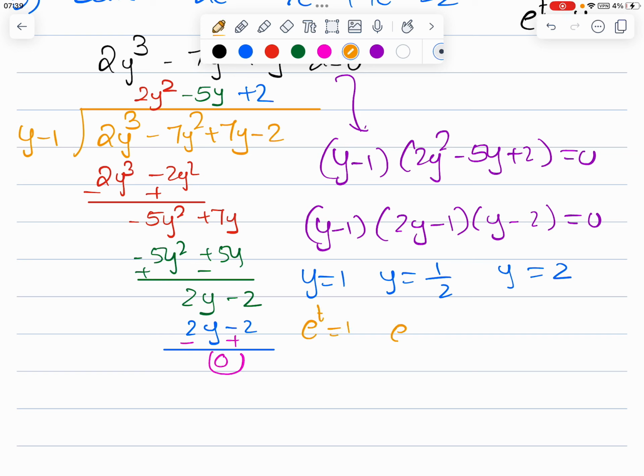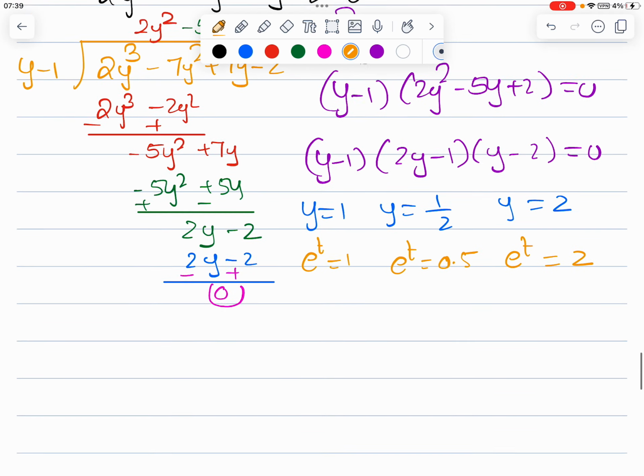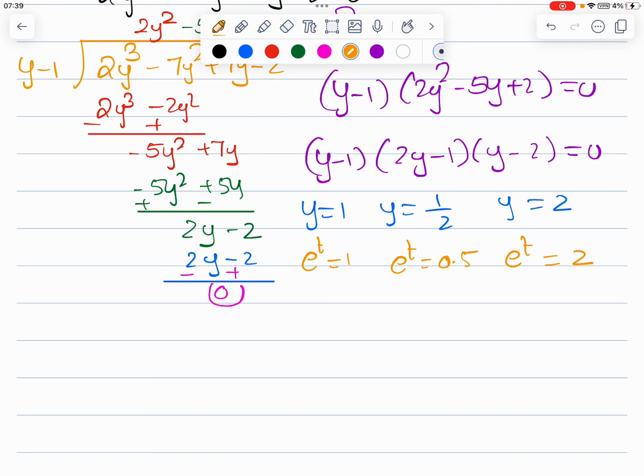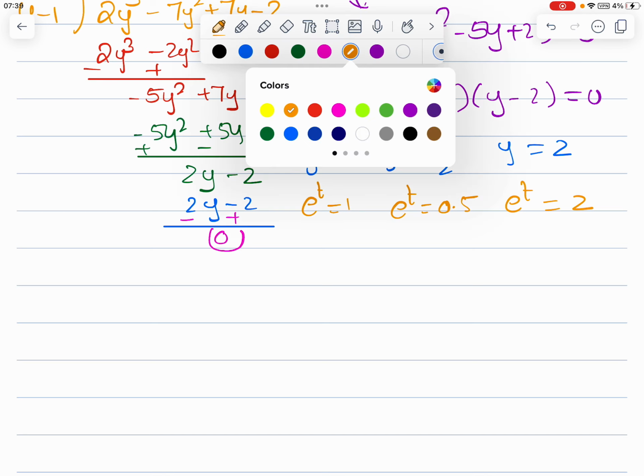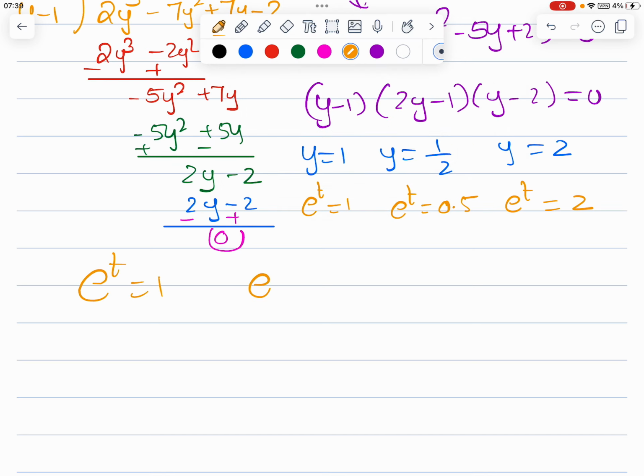e^t = 1, e^t = 0.5 and e^t = 2. Apply ln on both sides. So I got 3 answers. What are those 3 answers I got? The 3 answers I got are e^t = 1, e^t = 1/2 or 2^(-1), and e^t = 2.